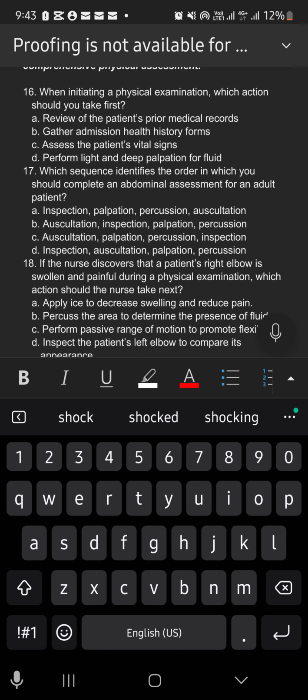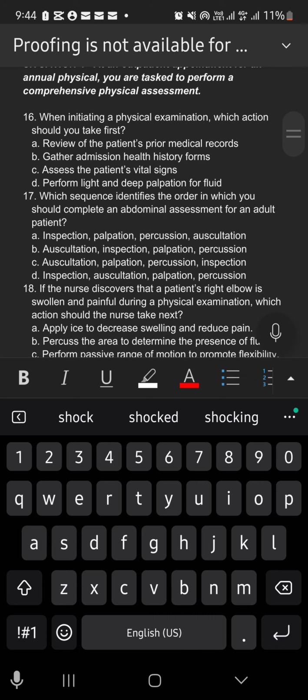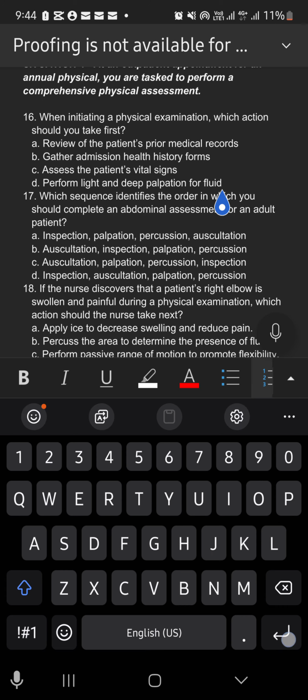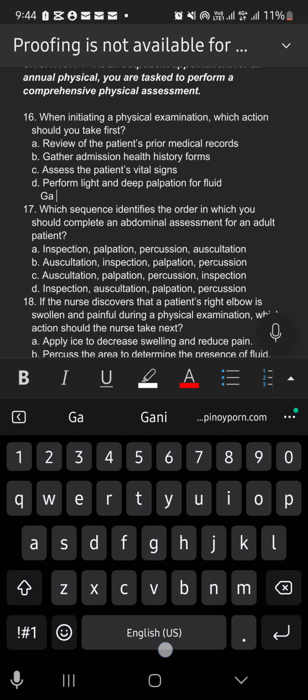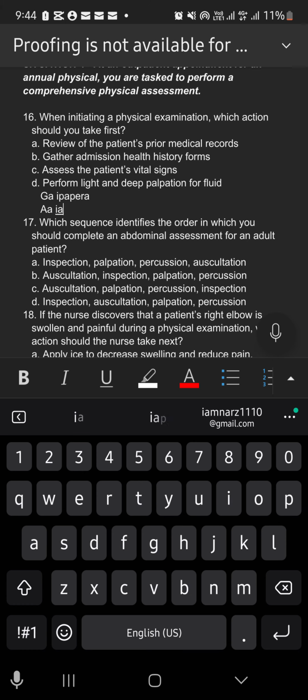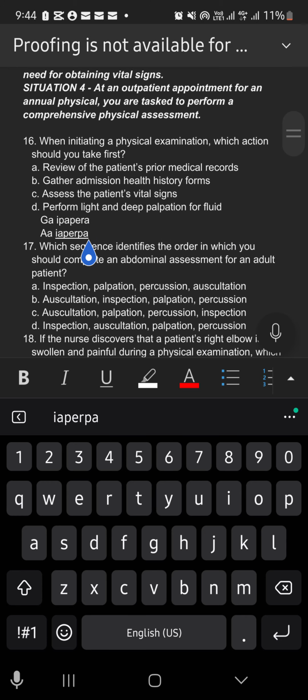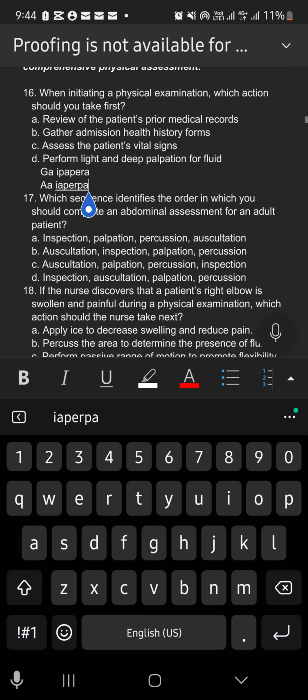When initiating a physical examination, which action should the nurse do first? Okay, physical examination is part of your assessment. Once it is a general assessment, always remember, as what I've said, general assessment goes with IPPA, while the abdominal assessment goes with IAPP. So, the question goes with first. When it says first, it means initial, what is the first thing to do? Assessment. And that makes it letter C.